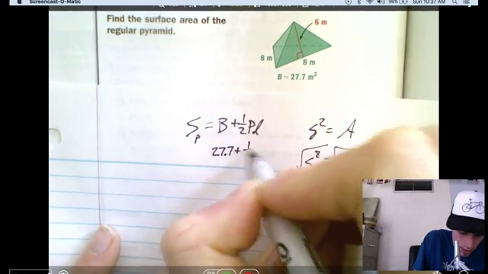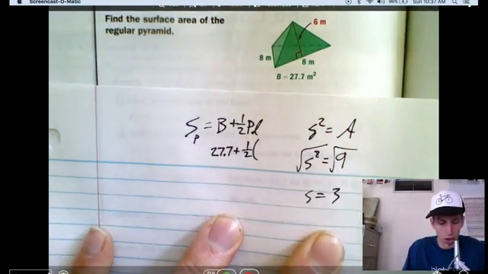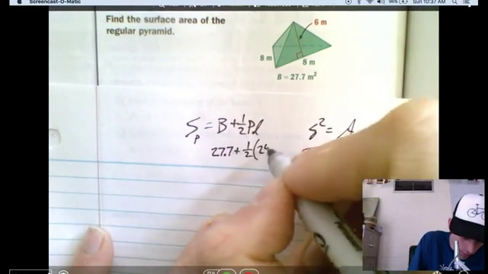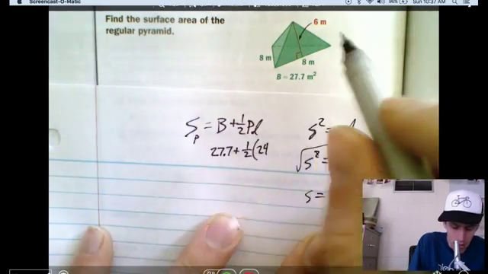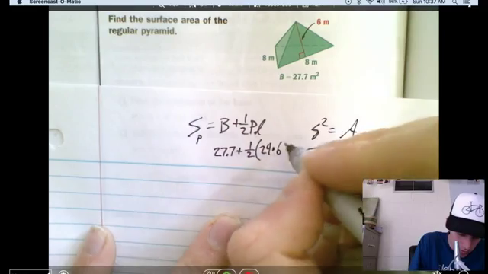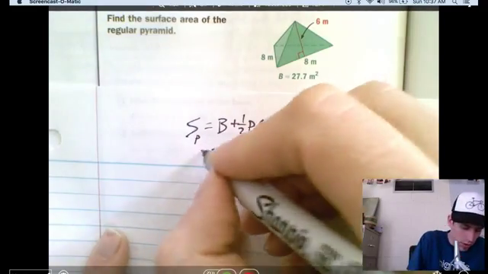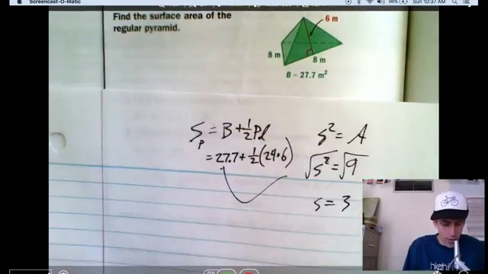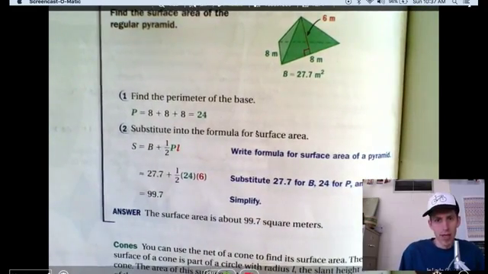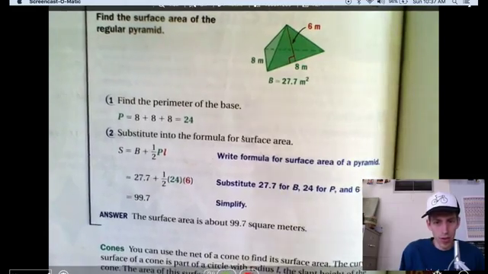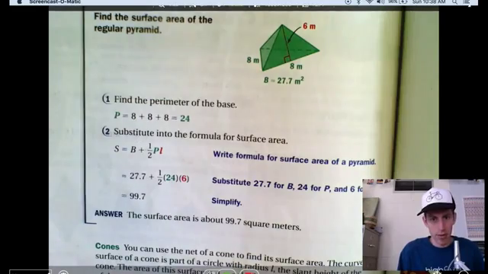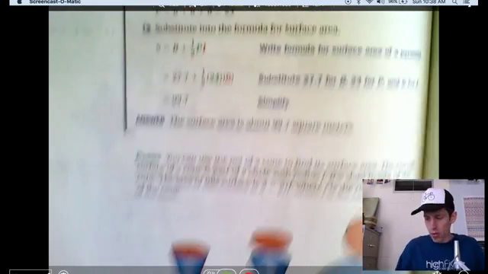27.7 plus 1/2. What is the perimeter? 8 plus 8 plus 8. 8 times 3 is 24. Times L. What is L? That's the slant height. That is 6. 24 times 6. And off we go, and that comes down to 99.7. Now this is surface area, so what are the units? 99.7 square meters, because this is in meters up here. Okay, well that's easy enough.